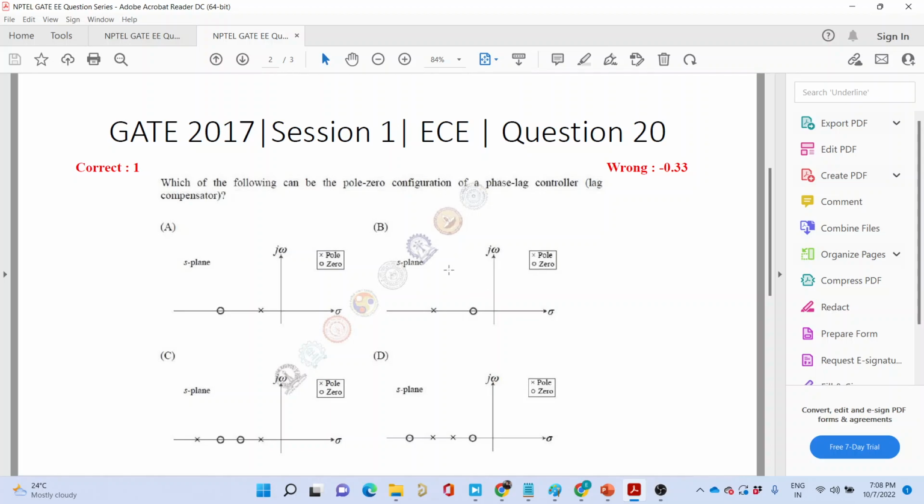Let us go to the next sum. There is another very simple sum. A pole-zero configuration is given to you, and you have been asked to find out which configuration is that of a phase lag controller, or a lag compensator.